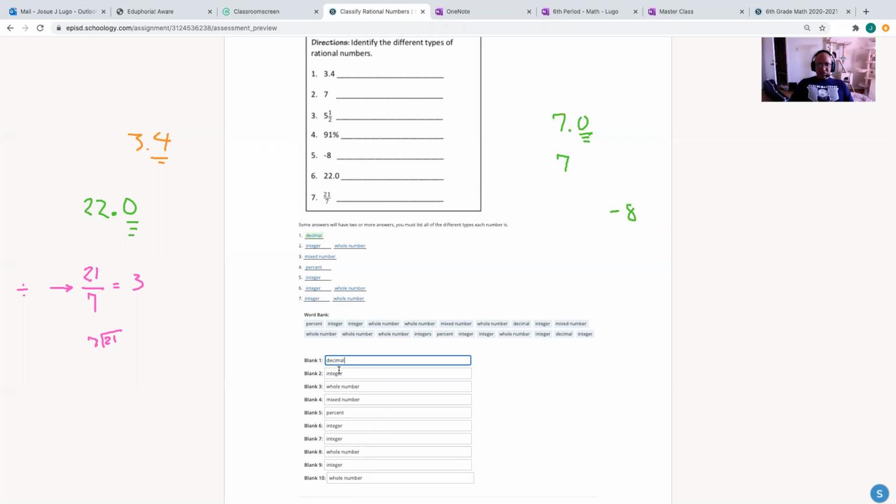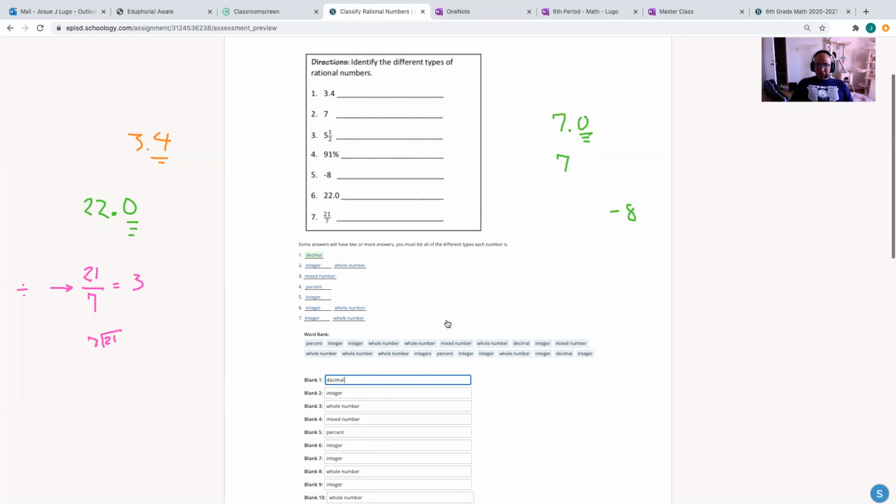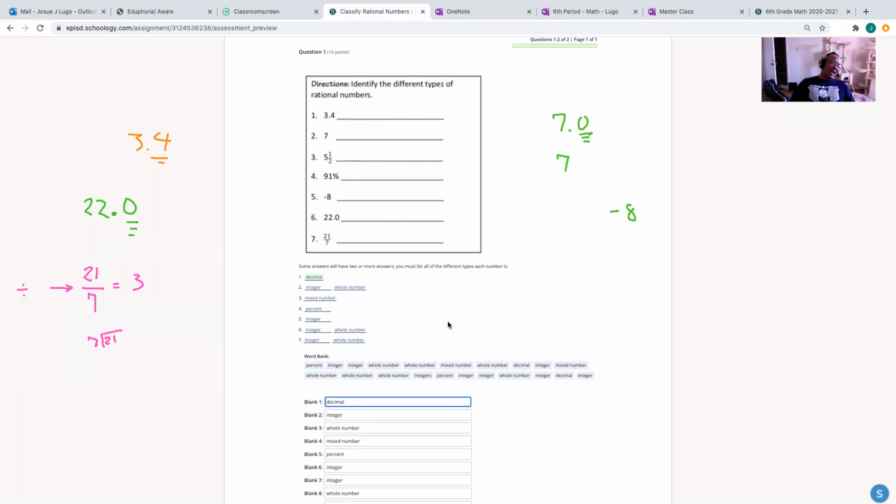All right? So as you can see, I have filled out this table. And hopefully this was a good practice, a good introduction into what rational numbers are, specifically what an integer is and what is not an integer.